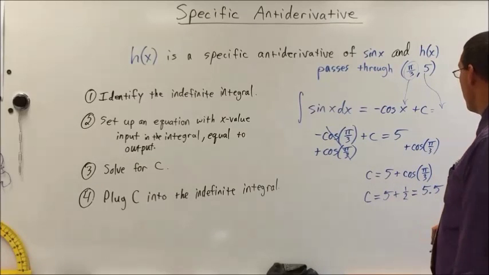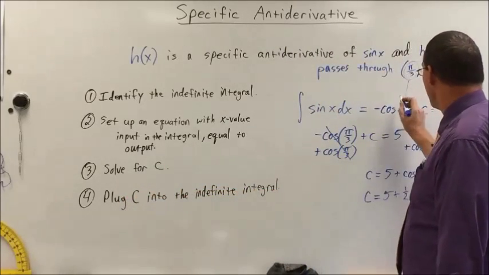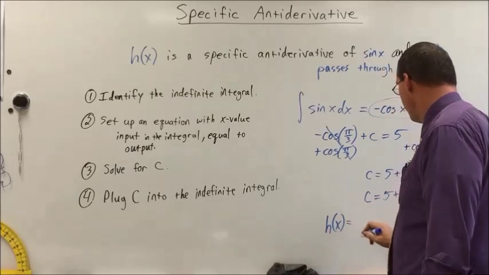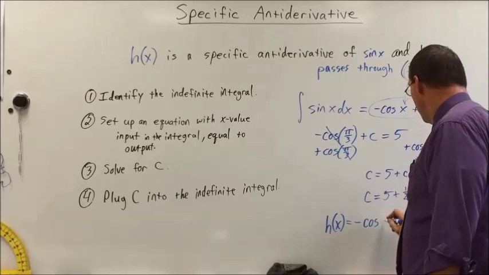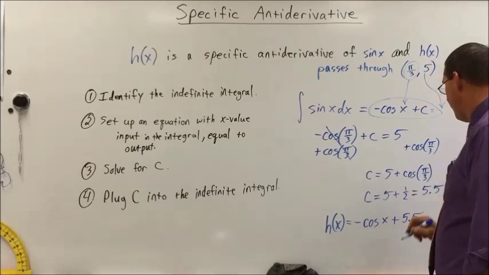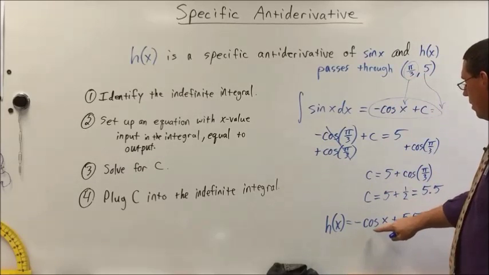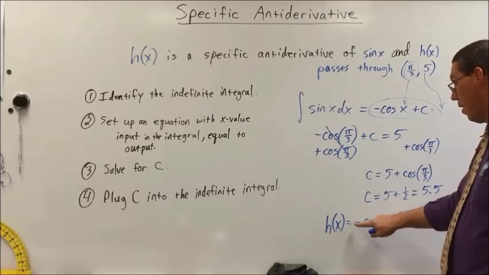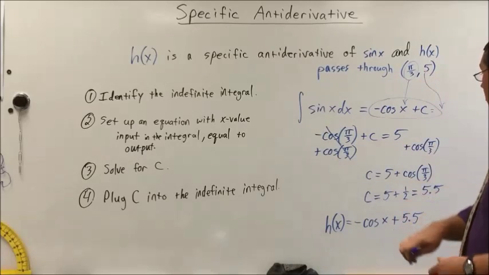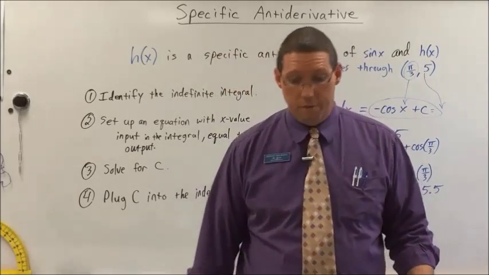And now that we solved for c, we're just going to plug c into the original indefinite integral, and we're going to say that the function h of x is negative cosine of x plus 5.5. And this would work. You can check your work here. You can take your pi over 3 and plug it in. Cosine of pi over 3 is 1/2, but it's negative here. Negative 1/2 plus 5.5 equals 5, which is our output right there. That's how you identify the specific antiderivative of a function.